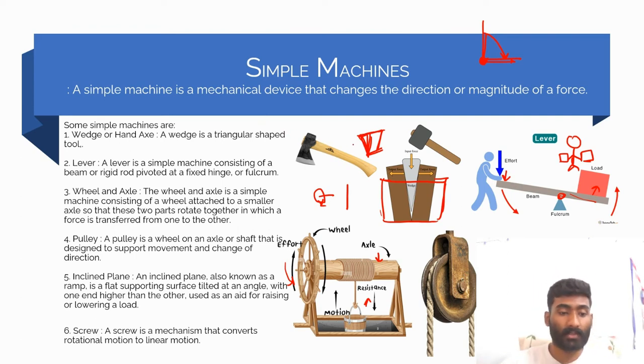Another one is the screw. A screw is a mechanism that converts rotational motion to linear motion. Here, as you can see in this GIF, whatever suits you.